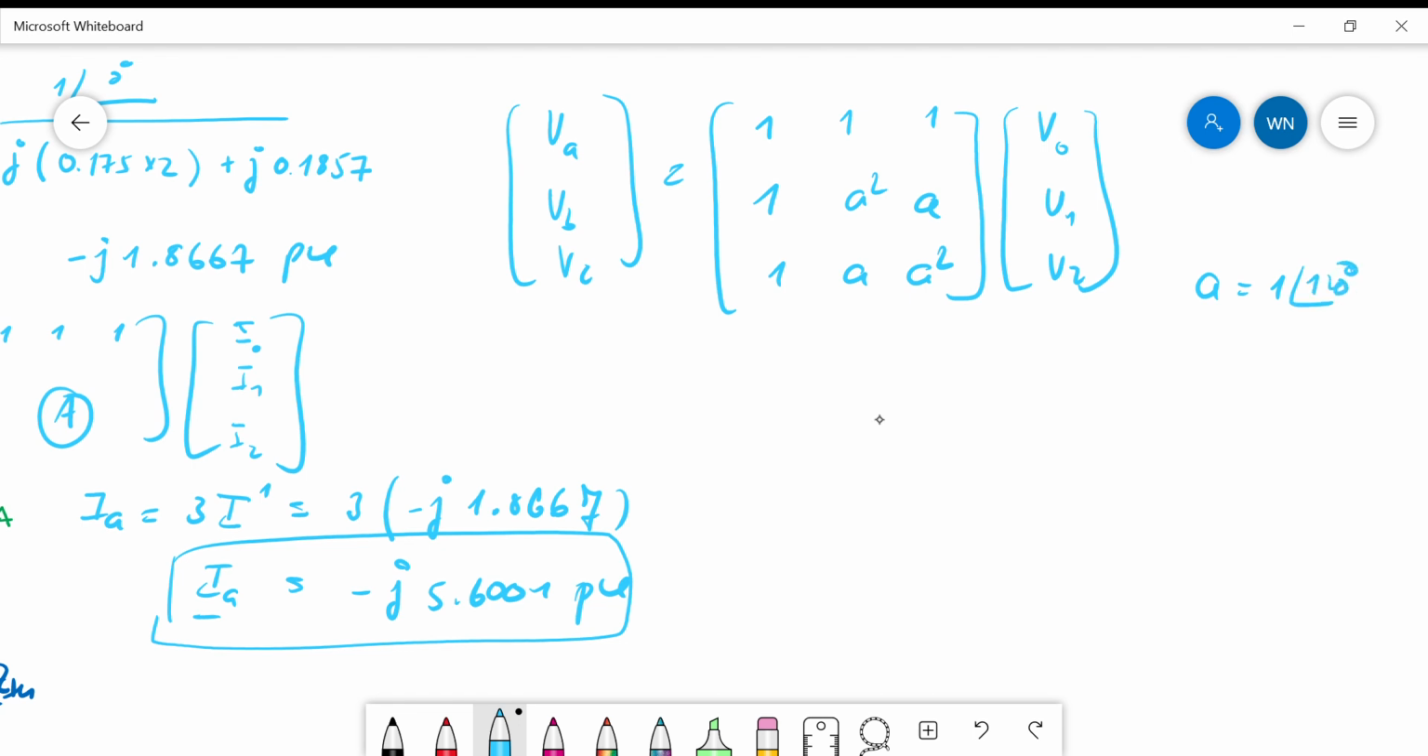So what you have to do is start from calculating this V0, V1, V2, and you plug into this equation and you find the VA, VB, VC. This side is the answer for this question. And first, what are our V0, V1, V2? You just go back to the equivalent circuit.